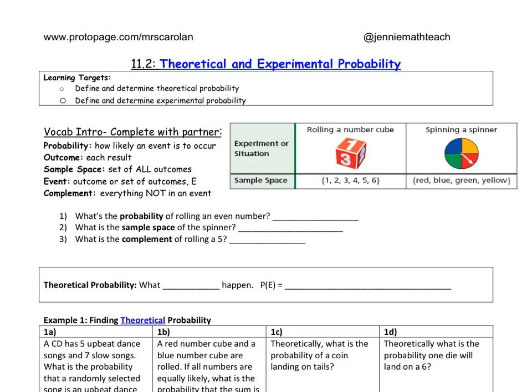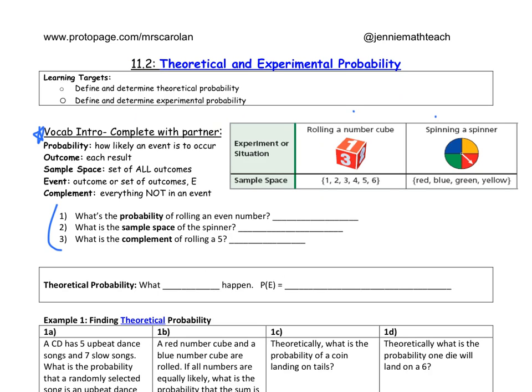I would recommend trying to figure out the answers to these 3 questions right here by looking at those vocab words and using that table to help you out. That's what we did in class. We did that with a partner, and then we went over the answers.